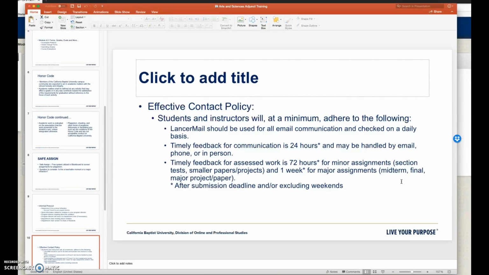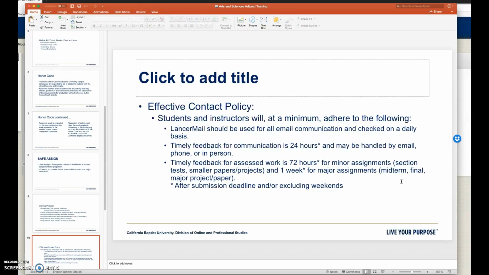Okay, now shifting gears to the effective contact policy. Students and instructors will at minimum adhere to the following. First, we need to always use Lancer Mail for communication. Should someone send you an email from another address, the proper way to handle that is to say, please check Lancer Mail, and answer them on Lancer Mail.